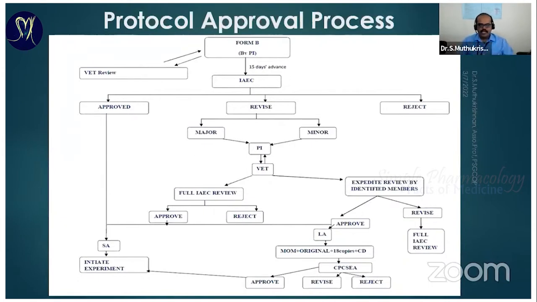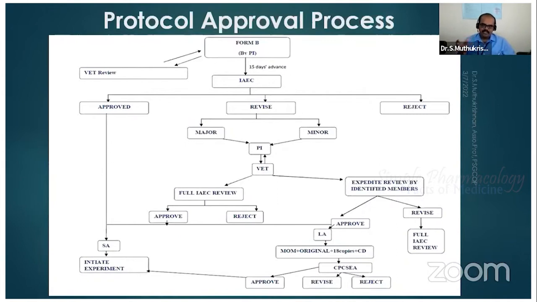So once you submit to the IAEC, there are 3 chances. The first one is no doubt, no questions. You have clarified all those things, your proposal has been approved, and we can start the experiment. That is for smaller animals; for large animals it is totally different. For smaller animals, otherwise, the second one is they ask so many questions.